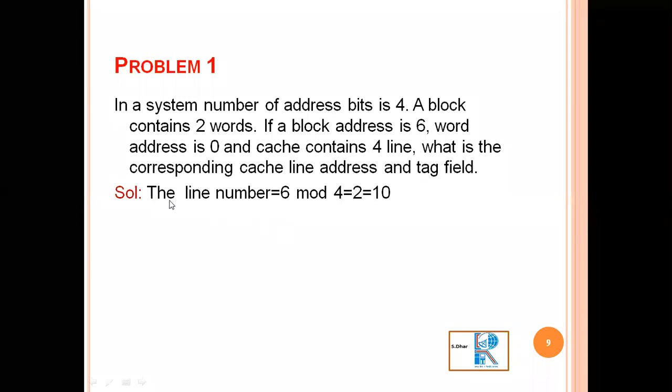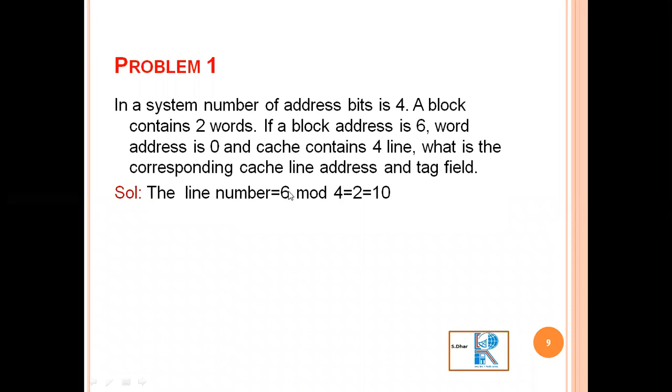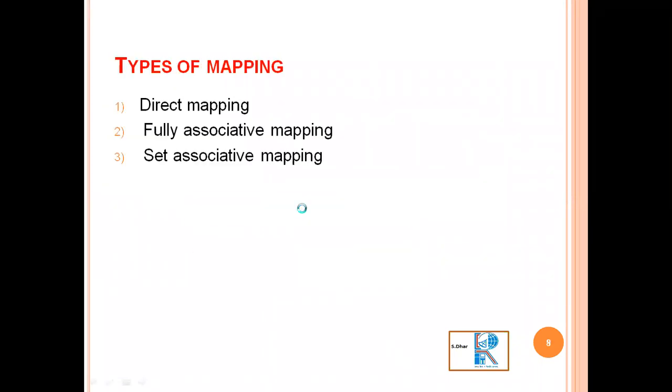See here. So line number, from the formula we know: 6 is the block address, modular operation 4. Why 4? Because the cache contains 4 lines. So 6 mod 4, it is 2. That means what is the line number? Line number will be 10 in binary. Clear?